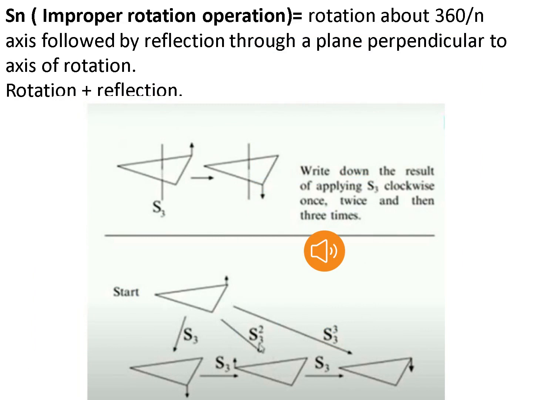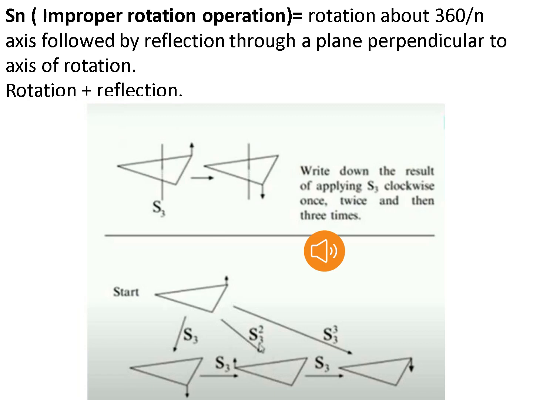Improper rotation: rotation by 360 divided by n about an axis, followed by reflection through a plane perpendicular to the axis of rotation. It is denoted by Sn. We can say that improper rotation is actually a rotation then a reflection. In an improper rotation operation, we rotate the molecule first and then reflect, and the result is the improper rotation operation.